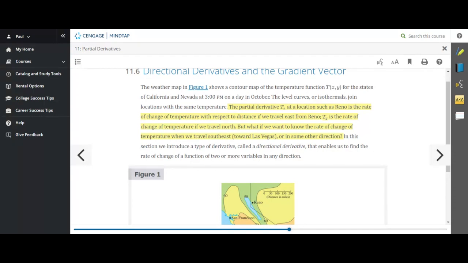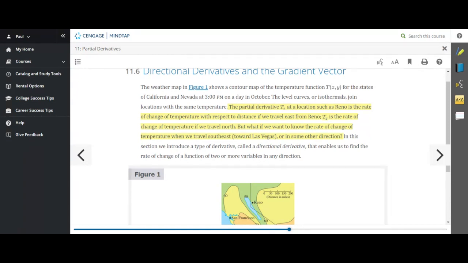Now, T sub y, the partial derivative of T with respect to y, is the rate of change of temperature if we travel north. So the partial derivative of T with respect to y is the rate of change of the temperature as we move in the positive y-axis direction, which is the northern direction. So this makes absolute sense. We can find the rate of change of temperature at any location with respect to moving east or north using the partial derivatives that you have learned.